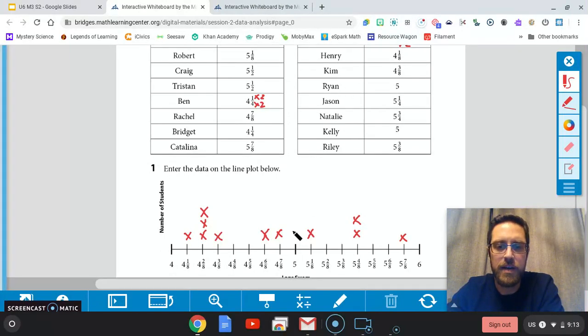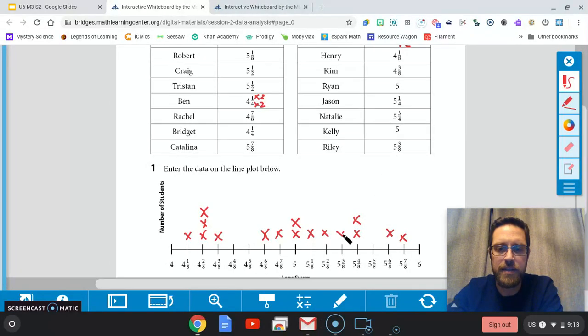Ryan was 5, right on 5. Jason was 5 1/4, and times 2, that would be 5 2/8. So 5 2/8. Natalie was 5 3/4, so times 2 and times 2, that'd be 5 6/8. 5 6/8 for Natalie, and Kelly was 5. And Riley was 5 3/8.